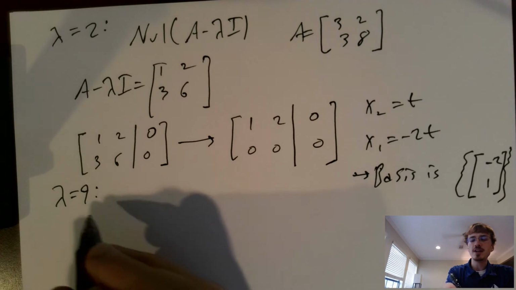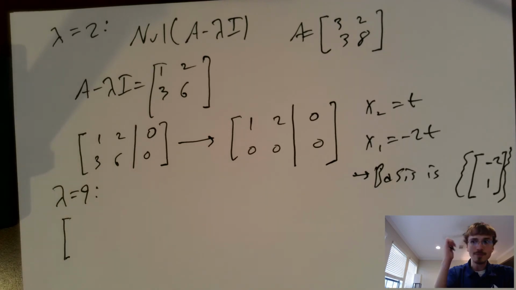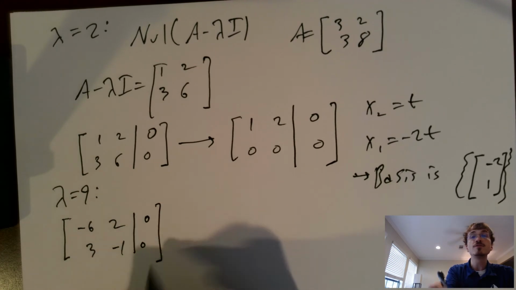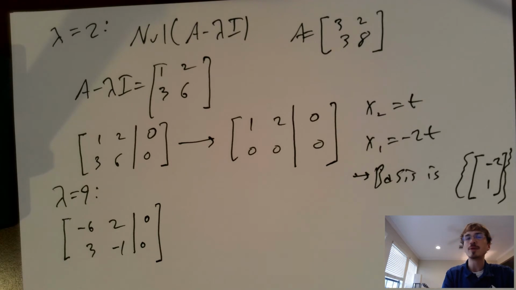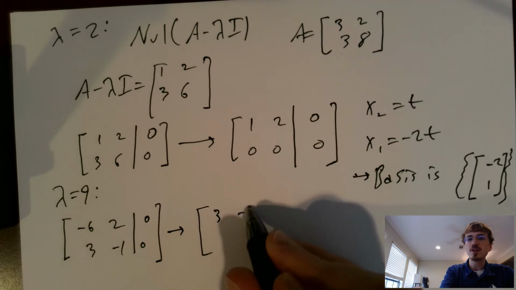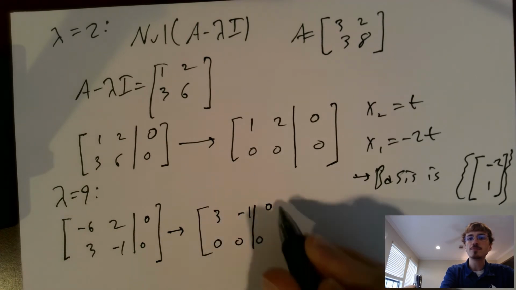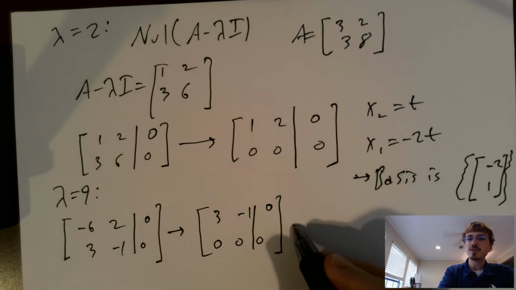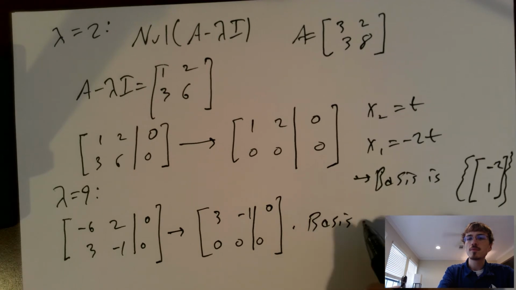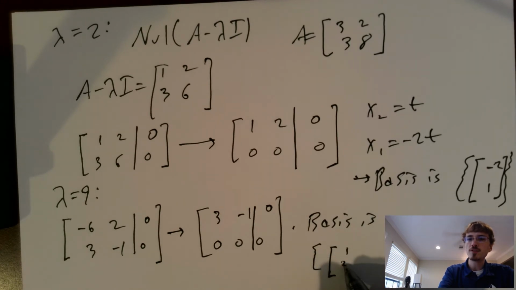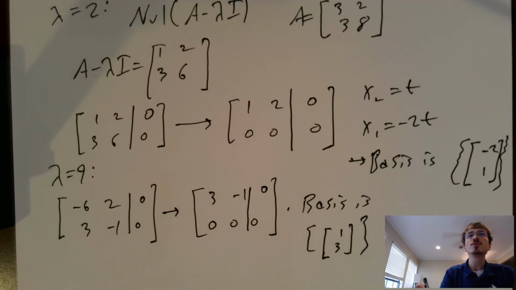So if lambda is equal to 9, A minus lambda I becomes negative 6, 2, 3, negative 1. We want to augment with zeros and find all the vectors x and then pick out a basis, right? So performing some row reduction, we see that this is 3, negative 1, augment 0, 0, 0, 0. And we get our basis is what? Looks like it's going to be the set 1, 3. Yeah, that should work.